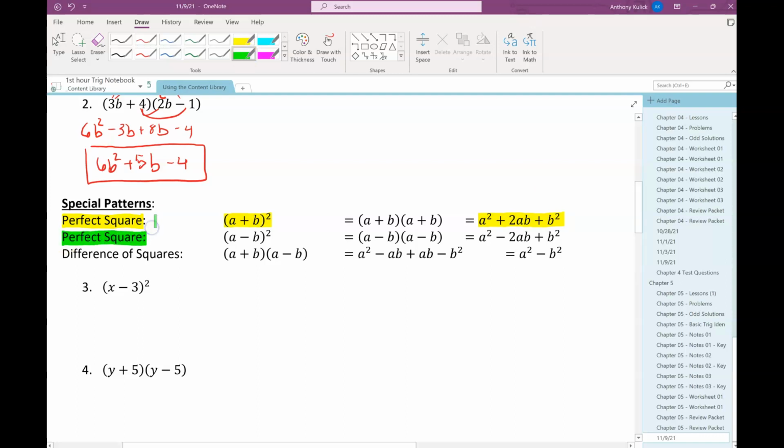A perfect square difference, a minus b squared, is going to be a squared minus 2ab plus b squared. And then the last one, the most frequent one we see, is the difference of two squares. So a plus b times a minus b just becomes a squared minus b squared.